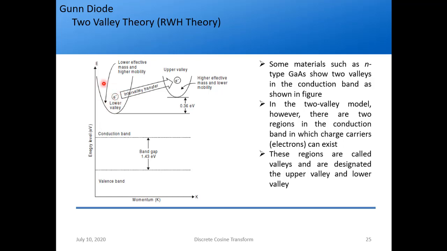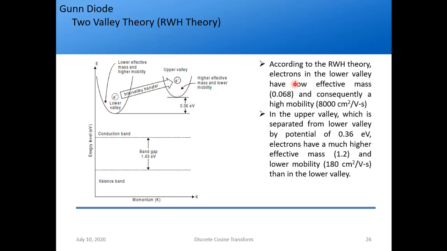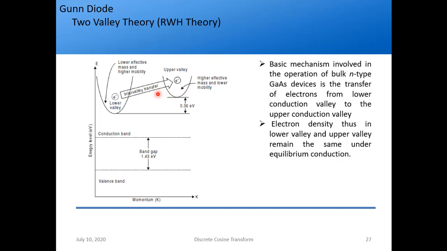So this lower valley has a lower effective mass, and since it has a lower mass, what will be the mobility or the traveling capacity? It will be higher. But since the upper valley has a higher mass, it has a lower mobility. Okay. So in the two valley model, there are two regions in the conduction band in which charge carriers can exist. These regions are designated as valleys: this is the upper valley and this is the lower valley. So according to the RWH theory, the lower valley has a lower effective mass and consequently a higher mobility. So the vice versa is happening in the upper valley. That is what I told you.